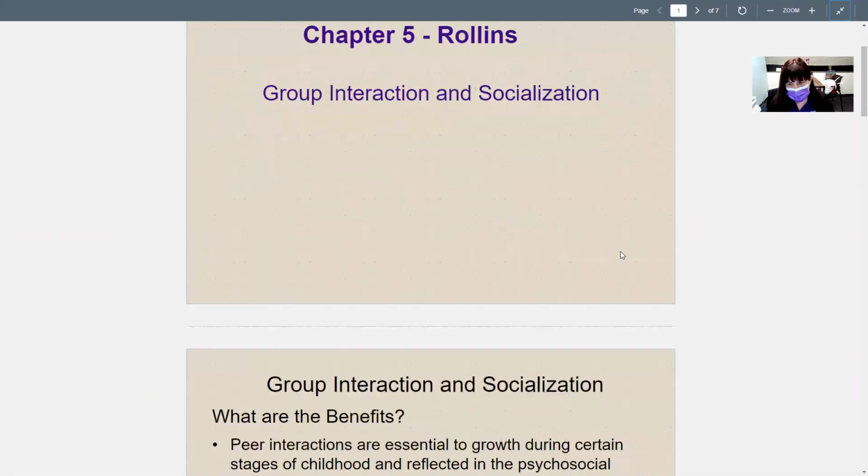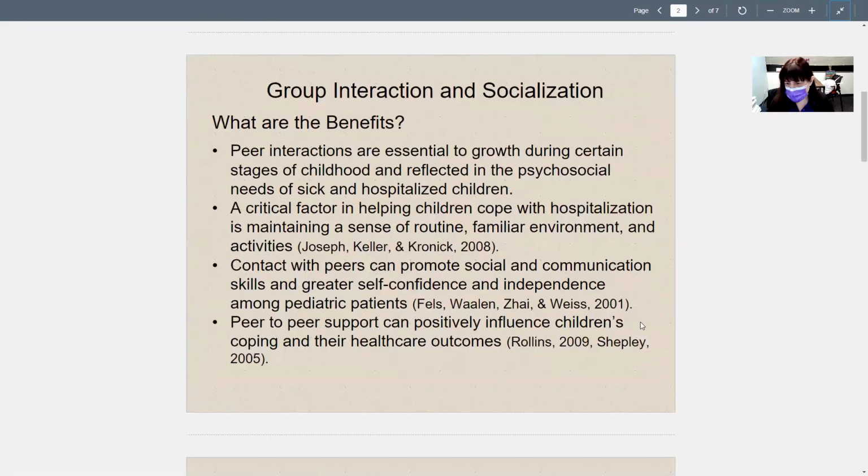This particular chapter I'm pretty well versed in because I coordinate a peer support group. I coordinate a support group for HIV and AIDS adolescent and young adults, and I also am involved in a peer-to-peer support group here at the hospital for clinicians who have experienced a traumatic event or have lost a patient or are just showing signs of burnout.